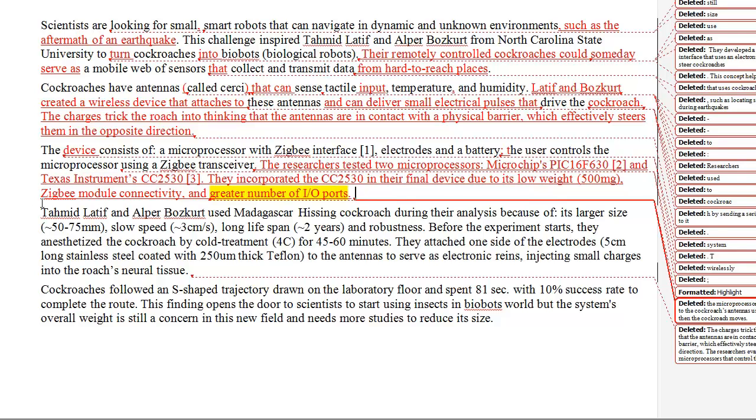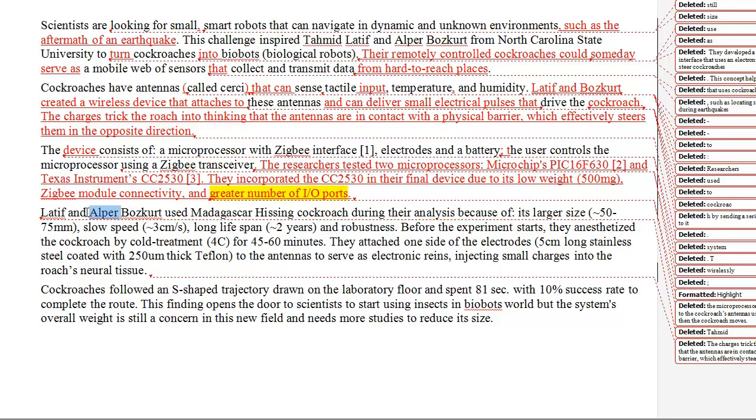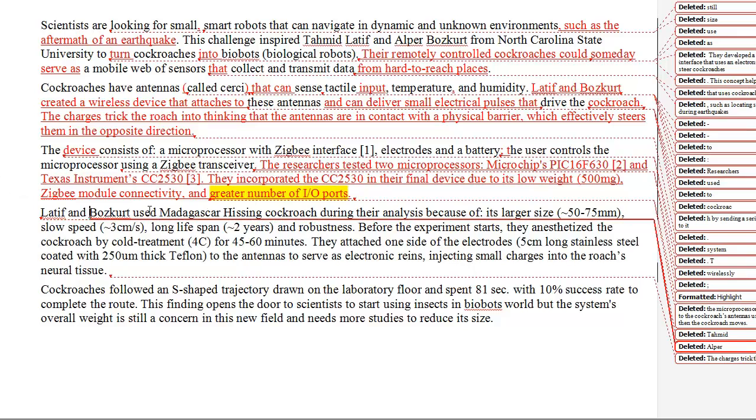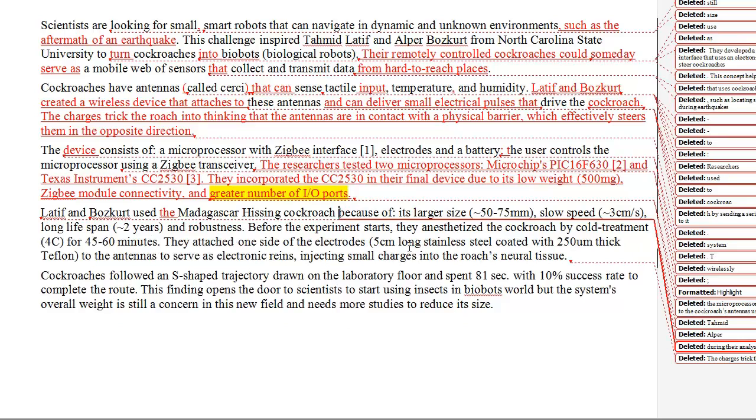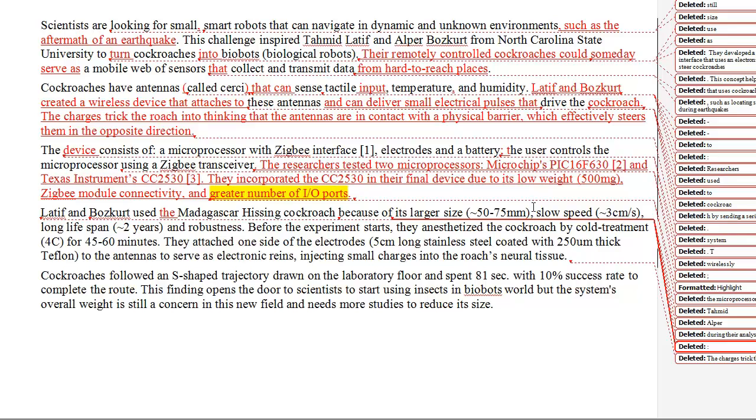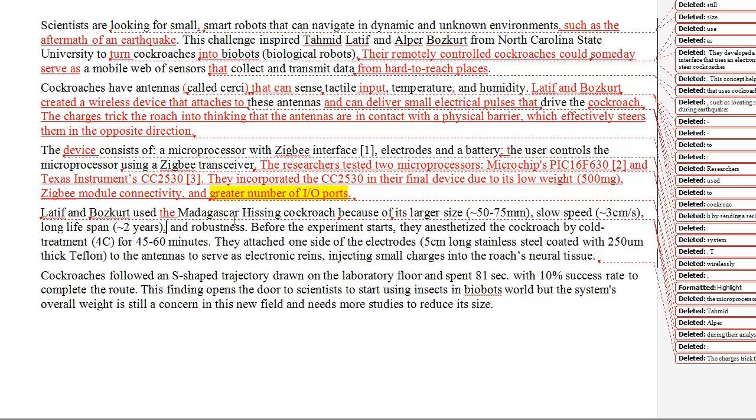So then we get to exactly what cockroaches the researchers here used. And so I'm going to just use their last name. Latif and Bozgert used the Madagascar hissing cockroach. I don't think we need "during their analysis," right? We just need to know that they used it because of. Again, I appreciate the author using the colon, but we probably don't need the colon here because it's a fairly simple list. So because of its larger size, slow speed, long lifespan, and robustness. And I like to have a comma at the end of a list. So that all looks good.